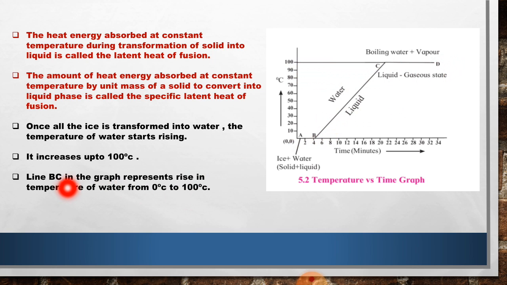Line BC in the graph represents the rise in the temperature of water from 0 degrees Celsius to 100 degrees Celsius. Okay, line AB represents what? Constant temperature, but line BC represents increase in the temperature. Yes.